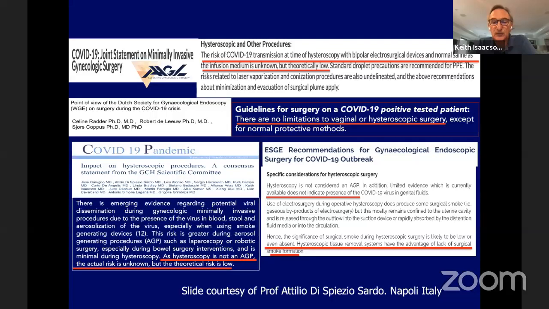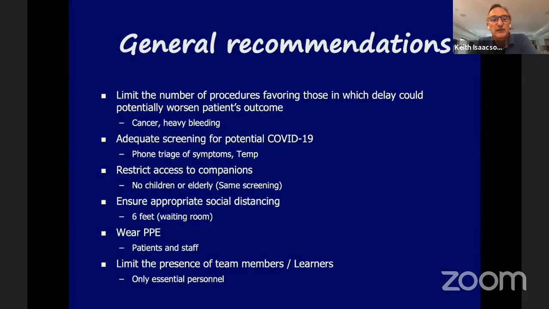And again, these were the guidelines, and the general recommendations from these guidelines are fairly intuitive. I think probably all of us are abiding by these guidelines, whether they were written down or not. Certainly, if a patient tests positive for COVID, then they are not to come into the office environment until they have quarantined for 4 days and have a negative test. We limit the number of procedures, favoring those in which a delay could worsen their outcomes, such as cancer and heavy bleeding.